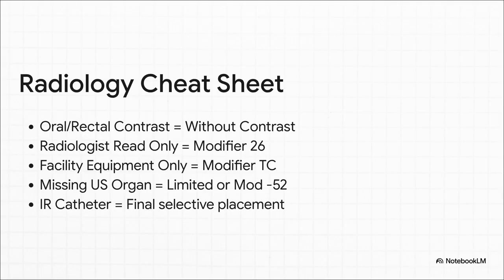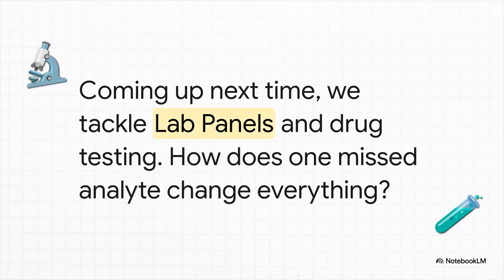Definitely keep this checklist handy for your studies. And that brings us to the end of today's explainer. Coming up next time in Part 86, we're tackling pathology and laboratory coding guidelines, focusing specifically on organ or disease-oriented panels and drug testing. I'll leave you with this thought to chew on. How does one single missed analyte completely change the coding for an entire comprehensive lab panel? We'll uncover that trap next time.